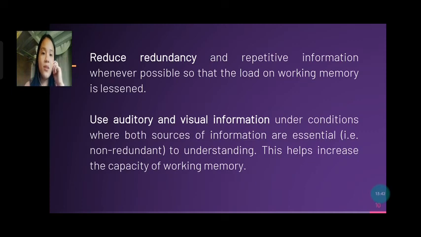Lastly, reduce redundant and repetitive information whenever possible so that the load on working memory is lessened. Last is to use auditory and visual information under conditions where both sources of information are essential. Using auditory and visual information can help increase the capacity of working memory.